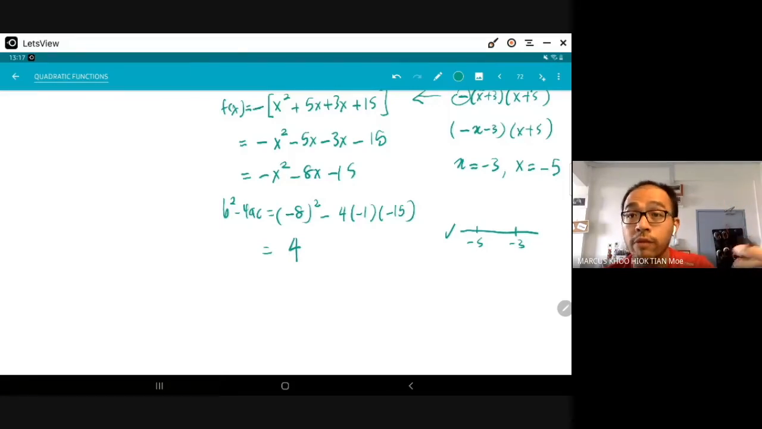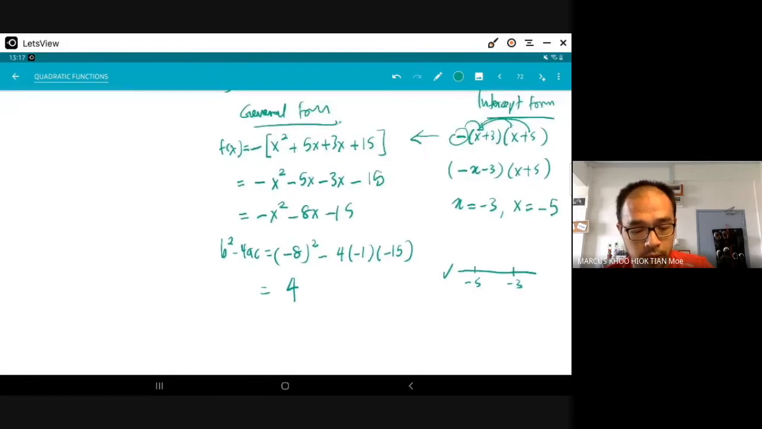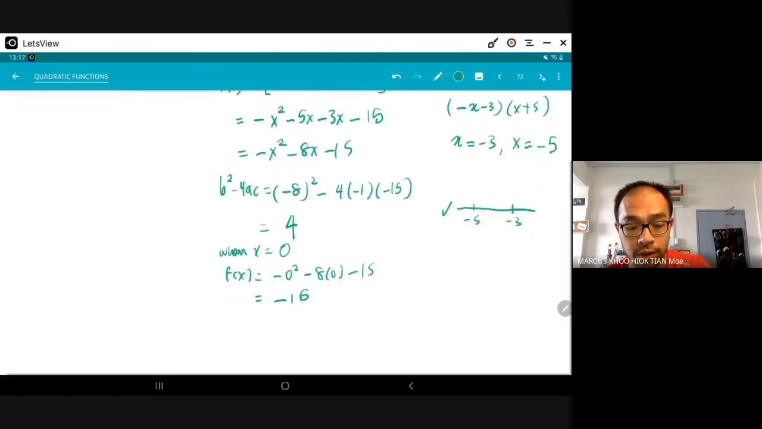Now we have to find the y-intercept. When x equals 0, find the y-intercept. So f(x) equals negative 0 squared minus 8 times 0 minus 15. So my answer will be negative 15. This is a very important point. We will look at it in a while.